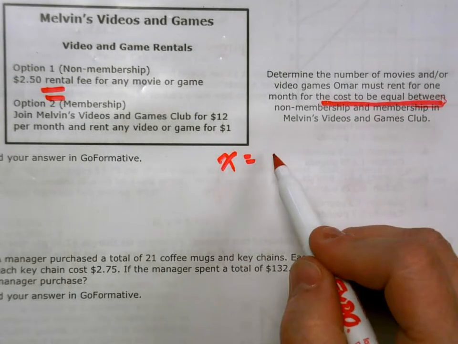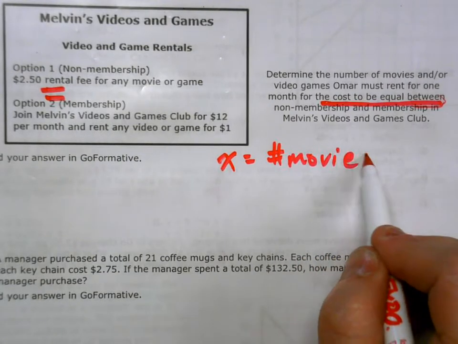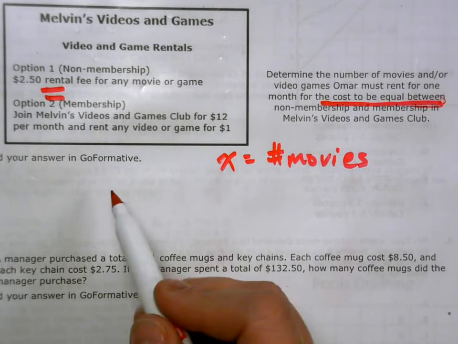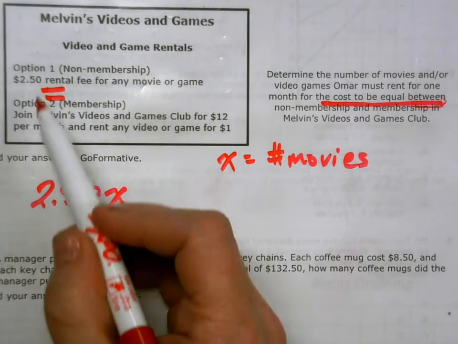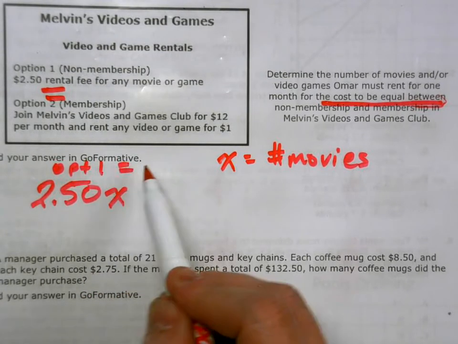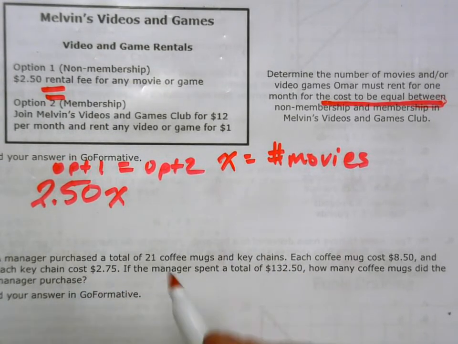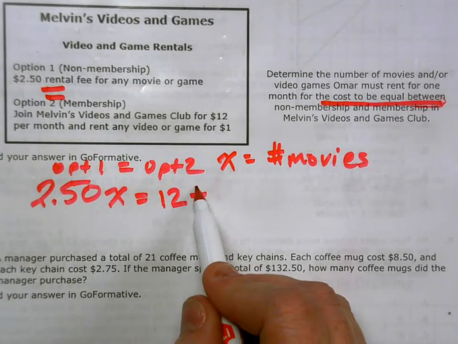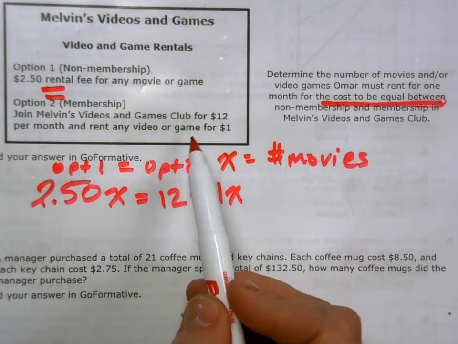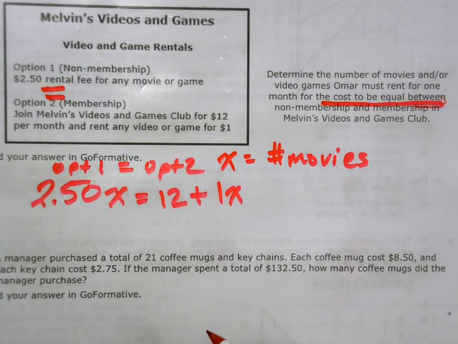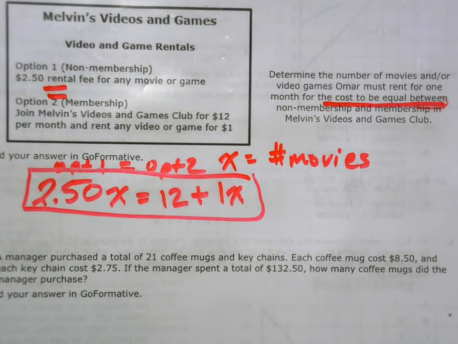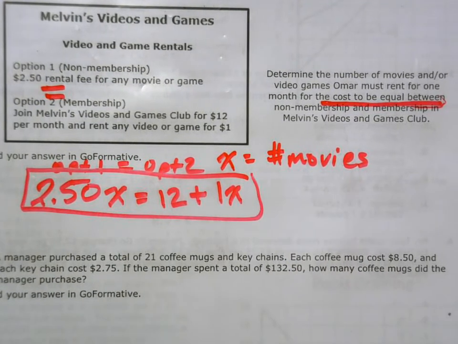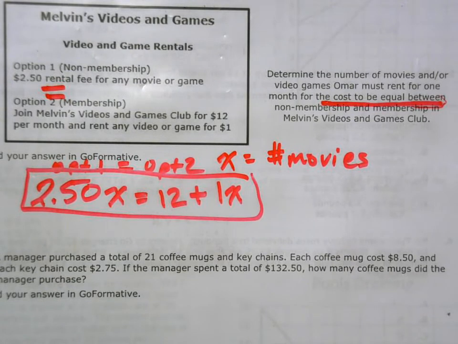So if I make x equal my number of movies or video games, whatever we're talking about, then I'm going to have $2.50 times x for option 1, because we want option 1 to equal option 2, equals $12 plus 1x, because it's $1 for every video. So now that we have this equation, we can just solve for x and get our answer. And so we don't really need a system to set this one up.